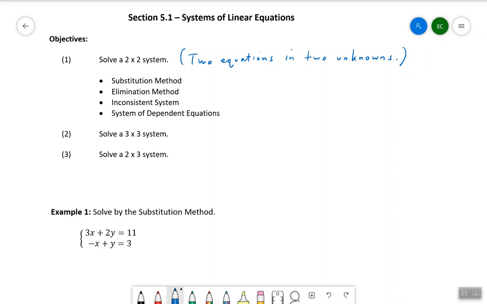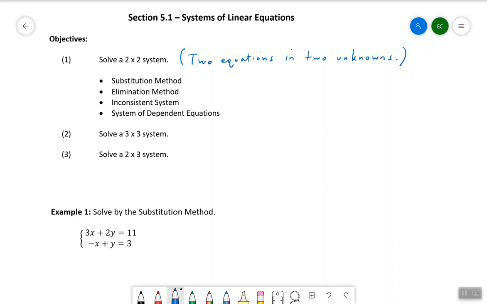We're starting section 5.1. We want to solve a system of linear equations. We'll start out with a 2 by 2 system, which just means two equations in two unknowns or two variables. We're going to solve the 2 by 2 system by the substitution method and also by the elimination method. And then we're going to see two special cases. We're going to see an inconsistent system and a system of dependent equations.